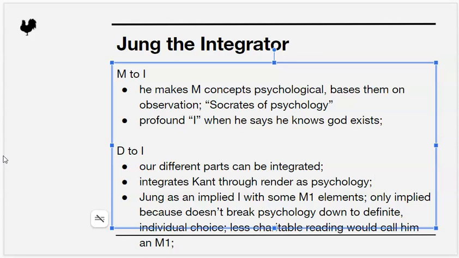And as evidence that it is psychologically true, what Kant says: we often feel like there's a reality out there and there's a reality in here, and the two are incompatible. So it says something true that Kant's philosophy was able to be as influential as it was. So I would say that Jung is mostly an implied I with some M1 elements.